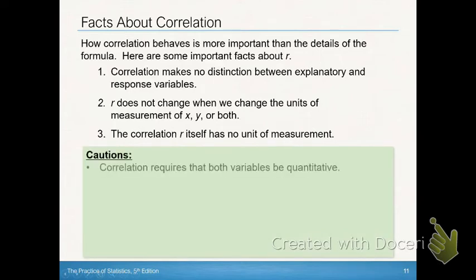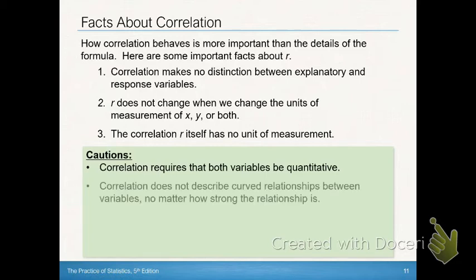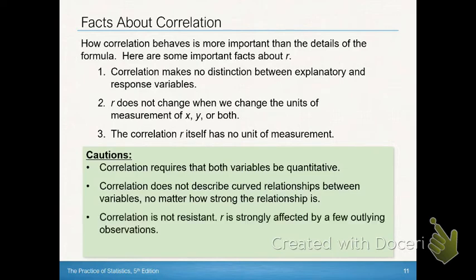And lastly, some things to think about here. You can't find a correlation for categorical data. It only works when both the x and the y values are quantitative. Also, remember that correlation is a specific type of association, and it's only for lines. So if your data shows a curved relationship, then you're going to use the word association. If your data looks like a line, then you're going to use the word correlation.